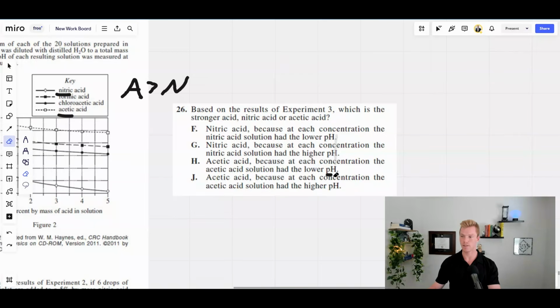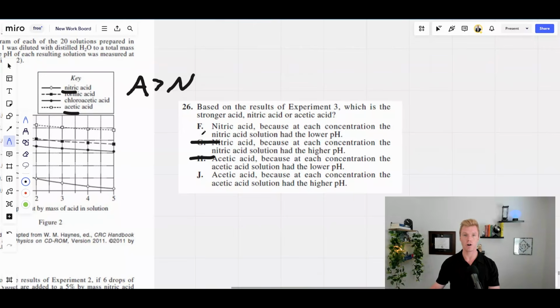So if I erase this so I can see what the wording is actually saying, I know that acetic has the higher pH. So nitric has the lower pH. Well, that's correct. Nitric had the higher pH. Nope, that's wrong. Acetic had the lower pH. That's also wrong. Acetic had the higher pH. That is correct. So we've already right off the bat crossed off 2 answer choices. And that's typically how these questions will go.